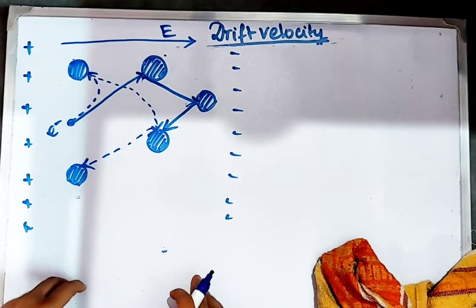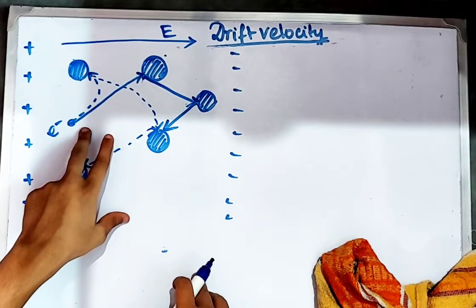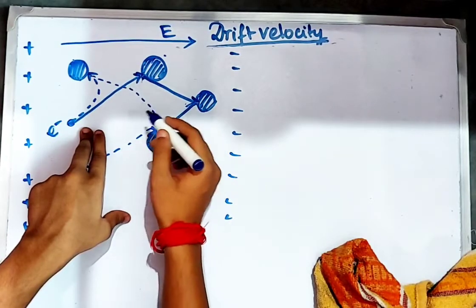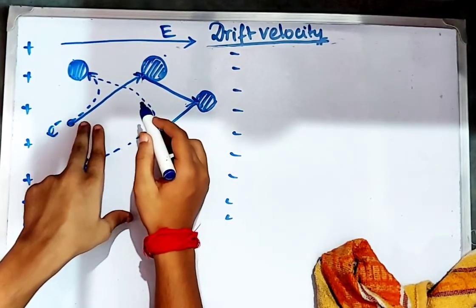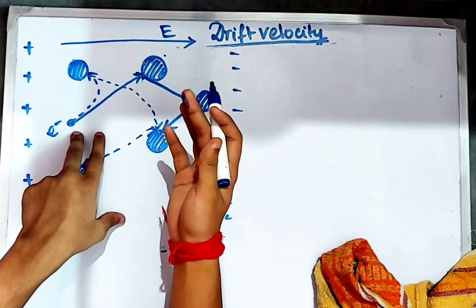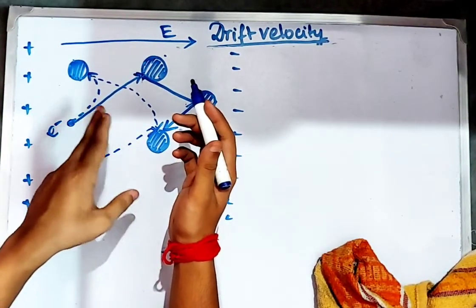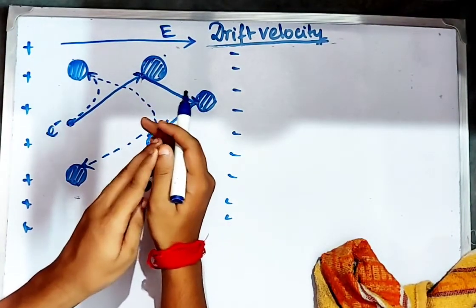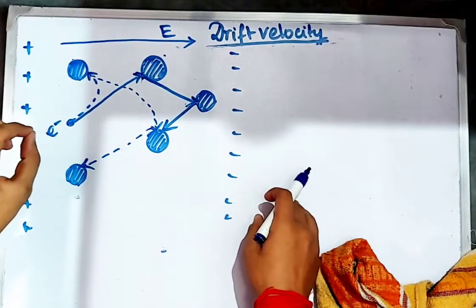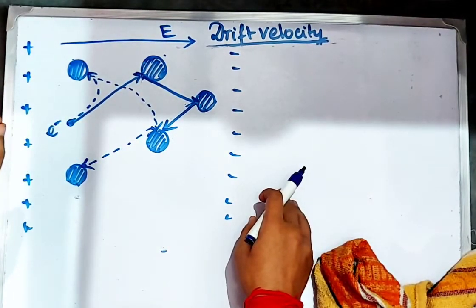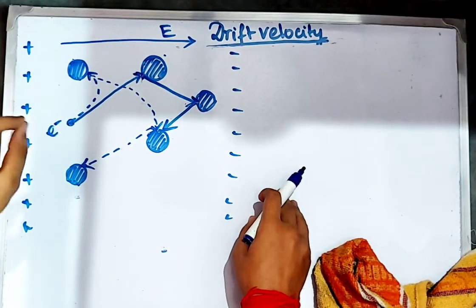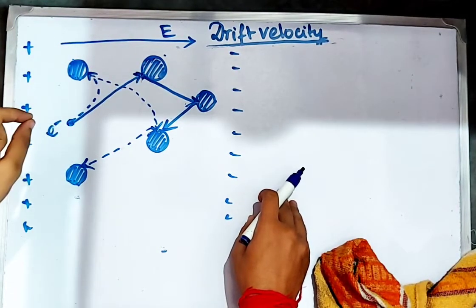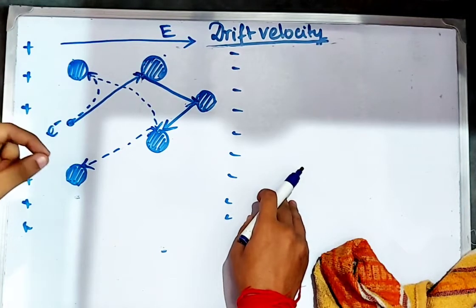So as you can see, the path I have denoted with the straight arrow is the path followed by the electron in absence of the electric field, and the dotted path line is actually the path of the electron in presence of the electric field. So as you can see, the electron is experiencing an attraction force, and it is feeling an acceleration.